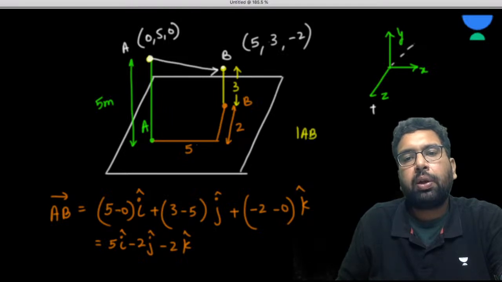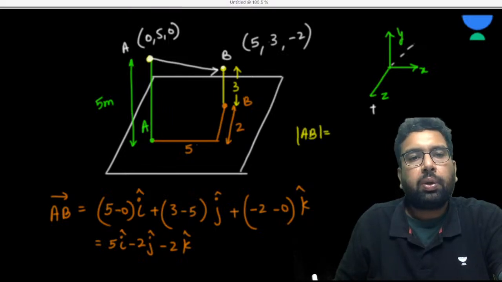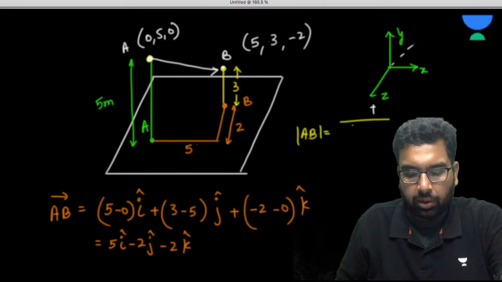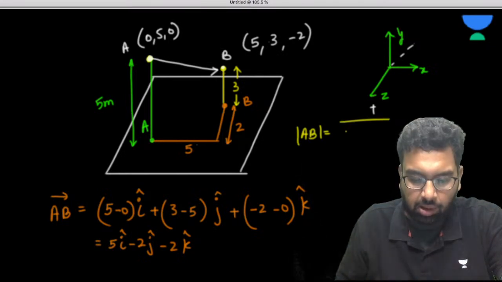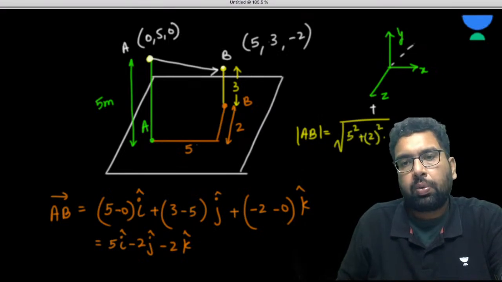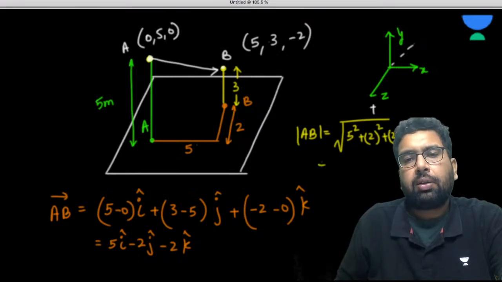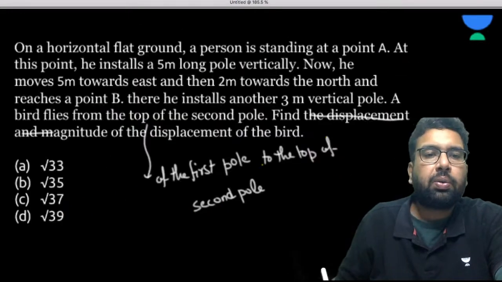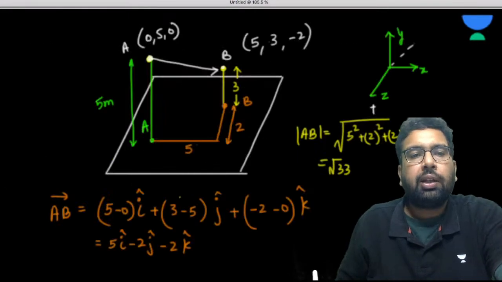The magnitude is going to be, obviously, root over... Yeah, it has asked for the magnitude. Otherwise, you might have made a mistake. 2 squared plus 2 squared. So this is going to be 25 plus 8, that is root 33. Root 33. So what is going to be the answer? This is going to be the answer.